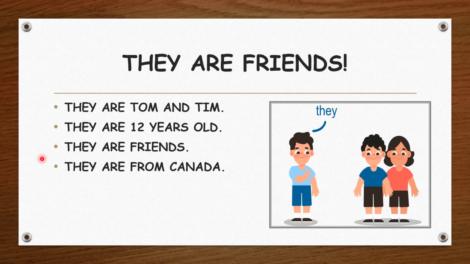Now, John here is presenting his friends, but he is talking about them. He is not included in this presentation. So he says they are friends. He uses the subject they. They are Tim and Tom. They are 12 years old. They are friends. They are from Canada. So here Tim and Tom are plural. They are his friends. So here John is using the subject they.